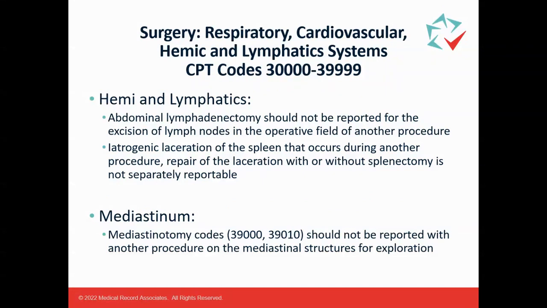Hemic and lymphatic: abdominal lymphadenectomy should not be reported for the excision of lymph nodes in the operative field of another procedure. Iatrogenic laceration of the spleen that occurs during another procedure: the repair of that laceration with or without splenectomy is not reported separately. Mediastinum codes 39000 and 39010 should not be reported with another procedure on the mediastinal structure for exploration.